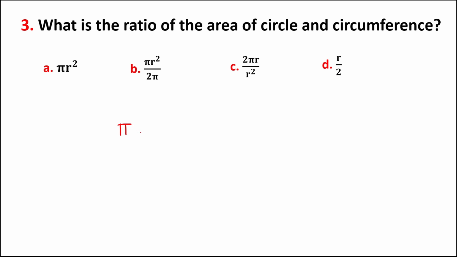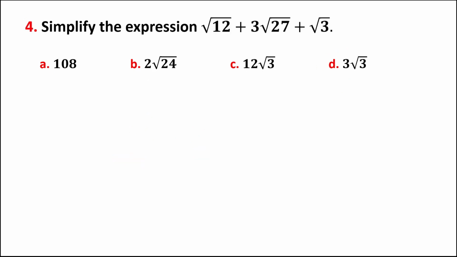Since the area of the circle is pi r squared, over the circumference, that's 2 pi times the radius. Then to simplify, cancel pi, cancel 1 radius. So this is equal to r over 2. Then for this problem, simplify the given expression.